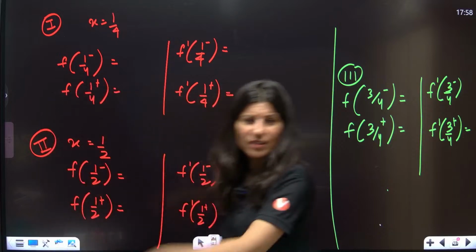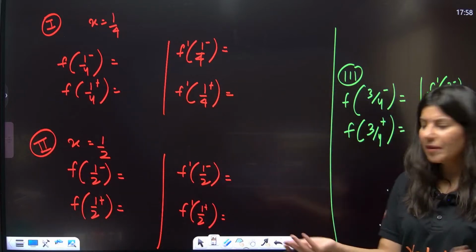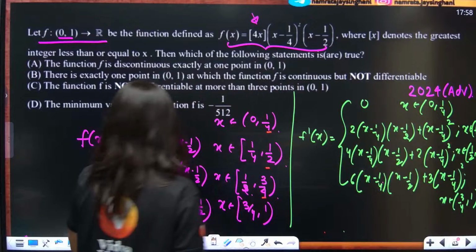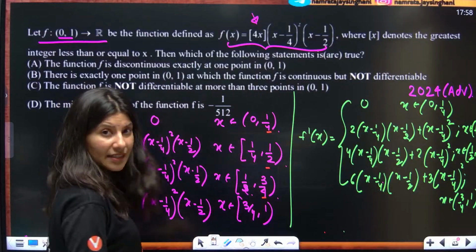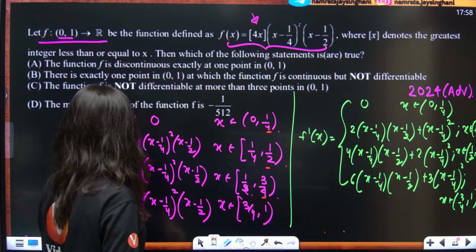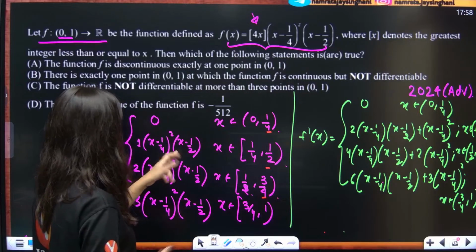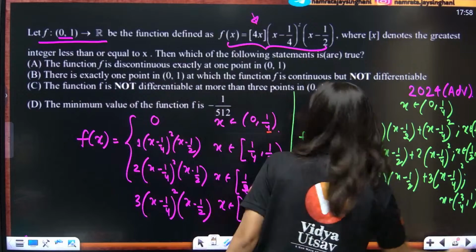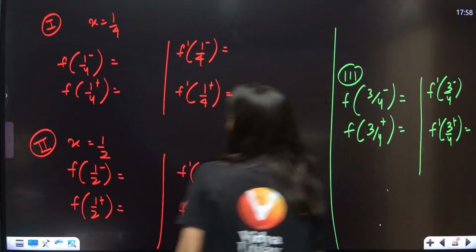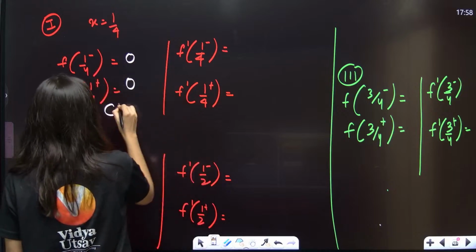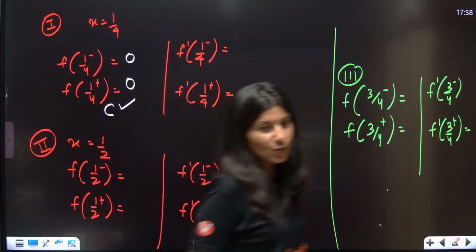I just need this particular data and then I'll be able to decode it. Calculating this data is quite easy from here. f of 1 by 4 minus is 0, and for f of 1 by 4 plus, you need to put 1 by 4 over here, it is also 0. So f of 1 by 4 minus and f of 1 by 4 plus are both 0. So this function is continuous at x equals to 1 by 4.